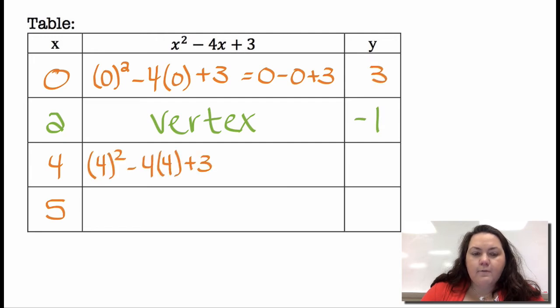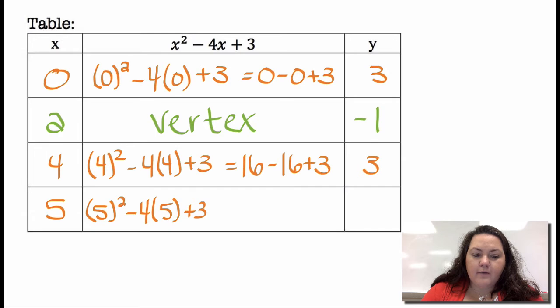If I plug in 4, 4 squared minus 4 times 4 plus 3. 4 squared is 16, and 4 times 4 is 16, so 16 minus 16 plus 3 gives me 3. Then I'm going to plug in 5. So it's 5 squared minus 4 times 5 plus 3. 5 squared is 25, and 4 times 5 is 20. So 25 minus 20 is 5, plus 3 is 8. Now I have the ordered pairs (0, 3), (2, negative 1), (4, 3), and (5, 8).